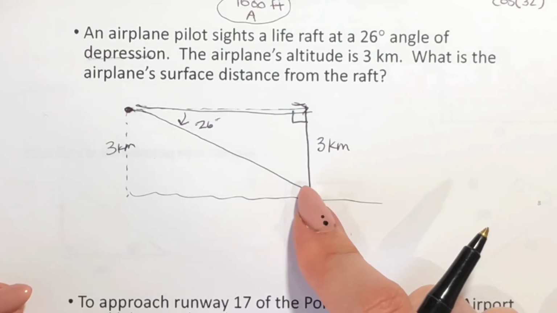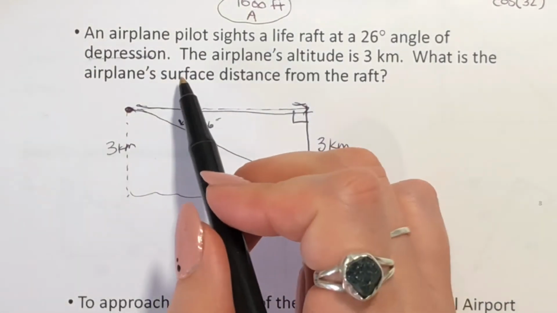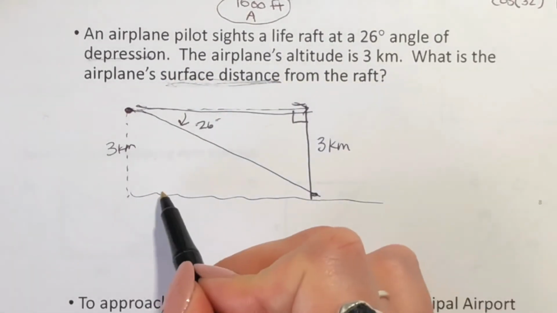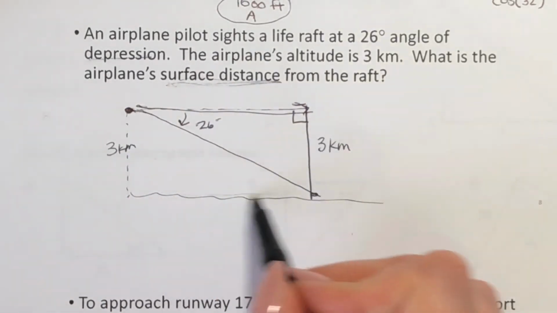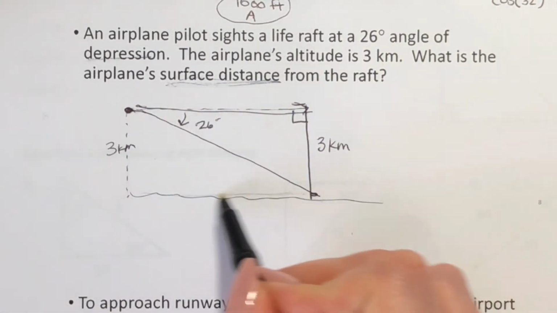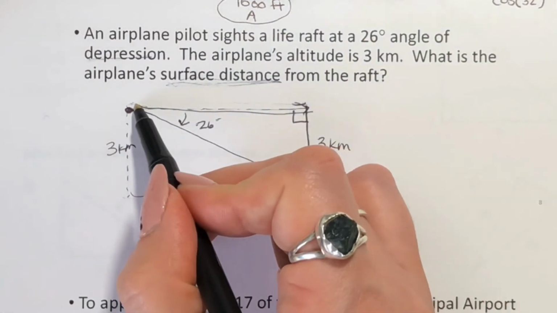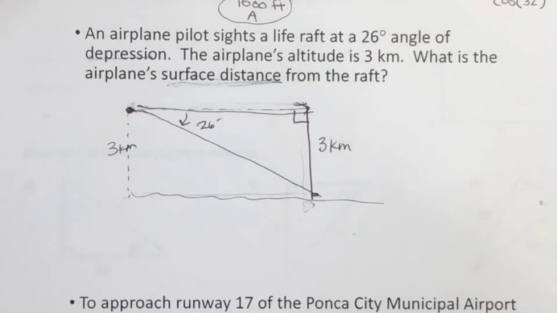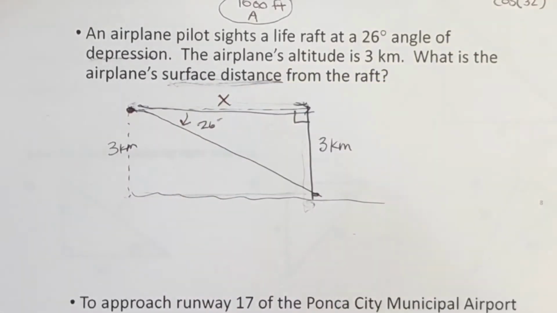So now they're saying, what is the airplane's surface distance from the raft? For surface distance, it's kind of a weird term right here. They're saying, like, if this is the surface of the water, what's the distance from the airplane to the raft? So we're kind of looking for this distance, which is also the same as the airplane to here. So they're wondering, how far does the airplane need to fly until they're right above that life raft to get the person that they're probably trying to save. So we're looking for this distance x right here.